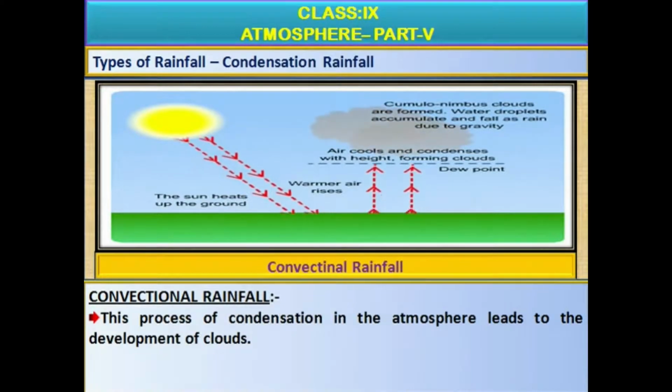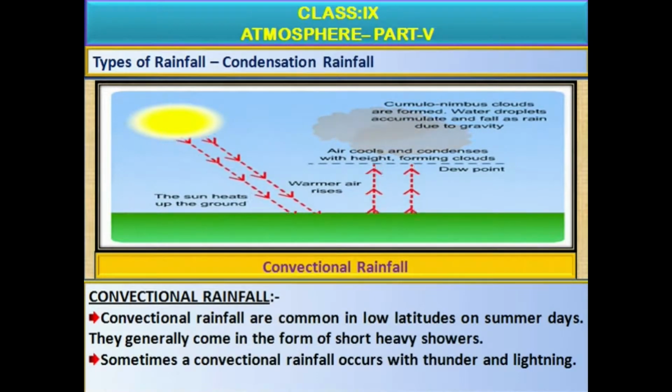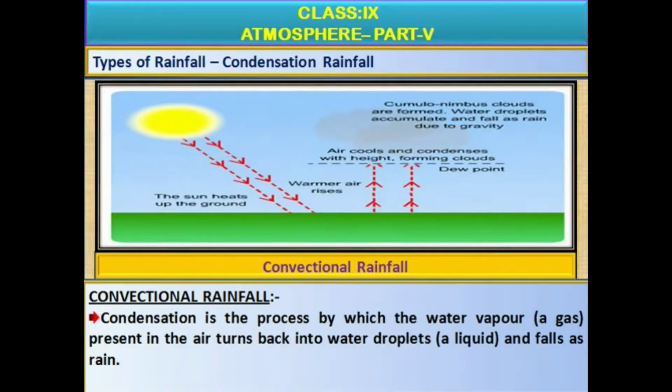This process of condensation in the atmosphere leads to the development of clouds. Convectional rainfall is common in low latitudes on summer days. They generally come in the form of short, heavy showers. Sometimes a convectional rainfall occurs with thunder and lightning. Condensation is a process by which the water vapor present in the air turns back into water droplets and falls as rain.